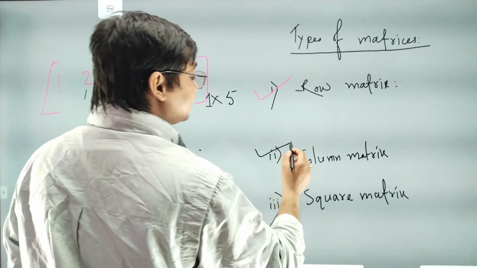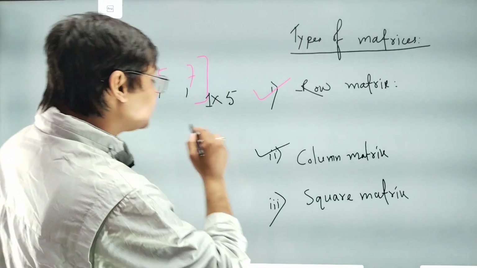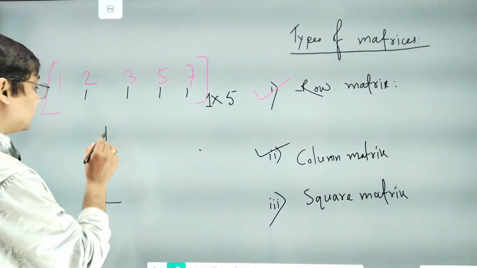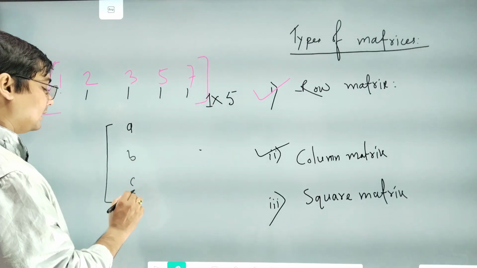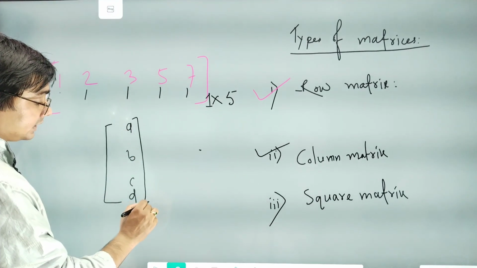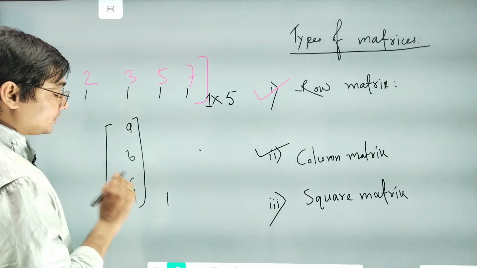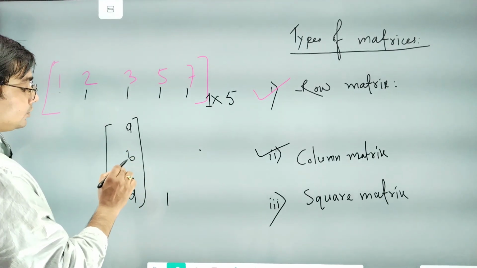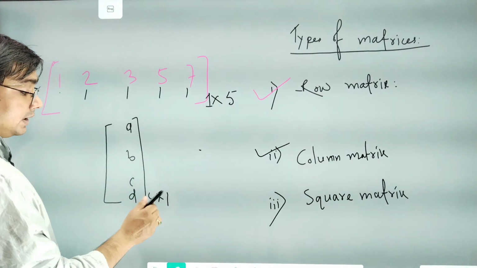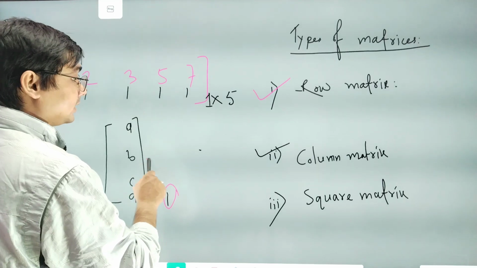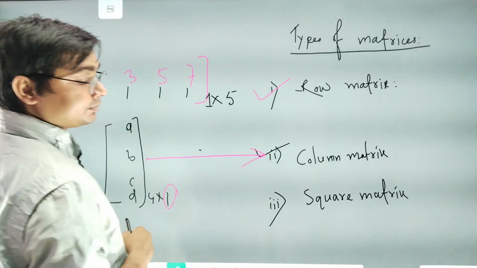Similarly, another matrix is called the column matrix. A column matrix is a matrix which has only 1 column, suppose A, B, C, D. Yes, so how many columns are there? Here 1 column is there. How many rows are there? 1, 2, 3, 4. So 4 by 1. So how many columns? 1 column. That's why this will be the column matrix.